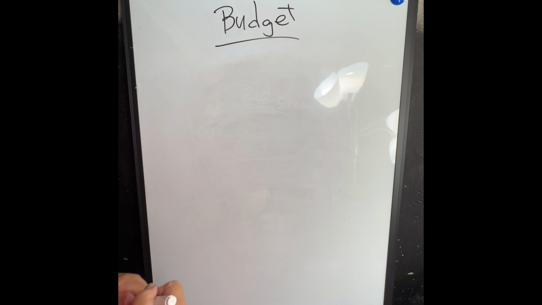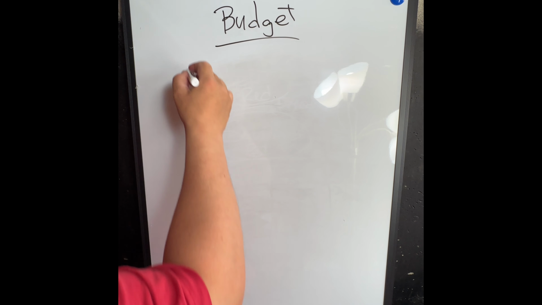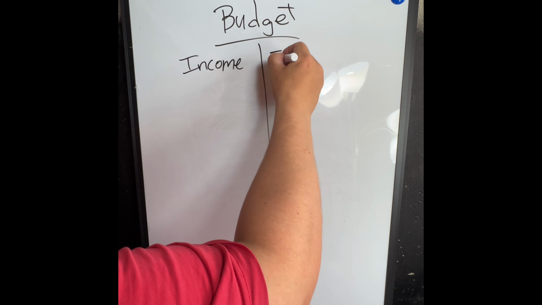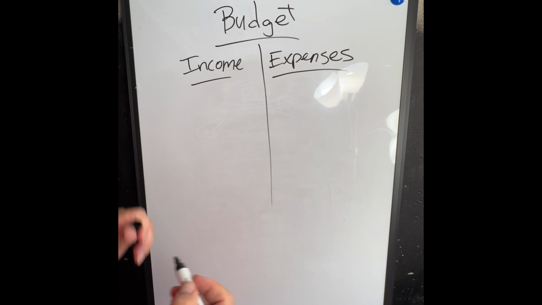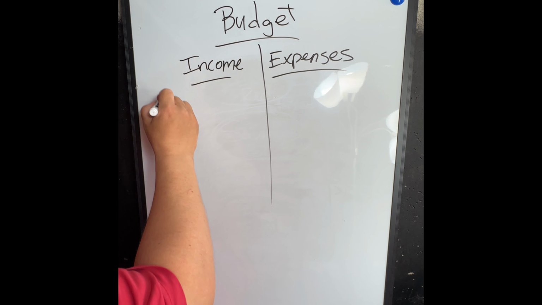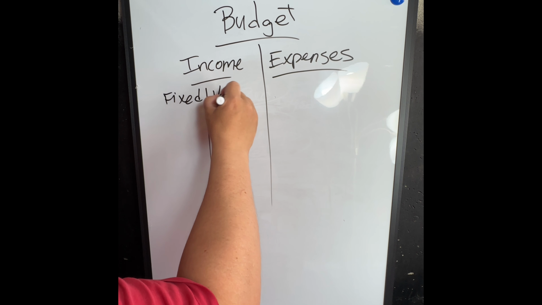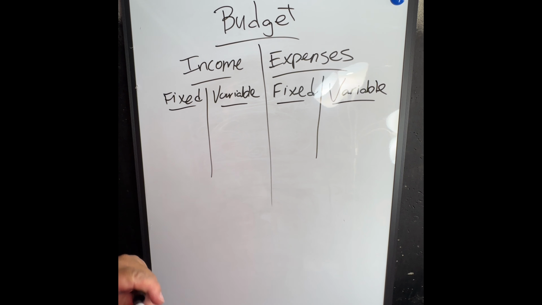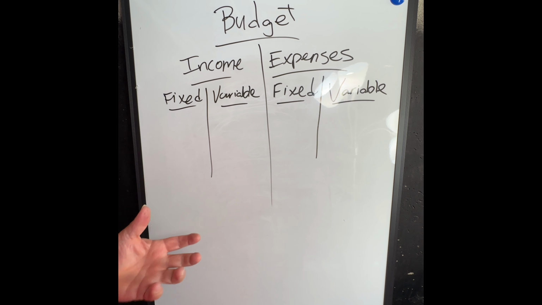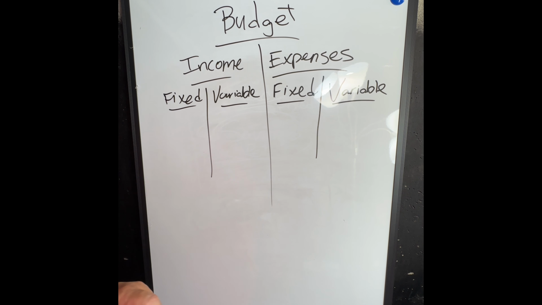All right, so starting with the budget, like we said, there's two parts. So we have income and expenses. Income and expenses both have the two parts, and those are fixed and variable. Like we said, the fixed is something that's the same every month. Variable is different. And we're looking through our last month's bank statements.